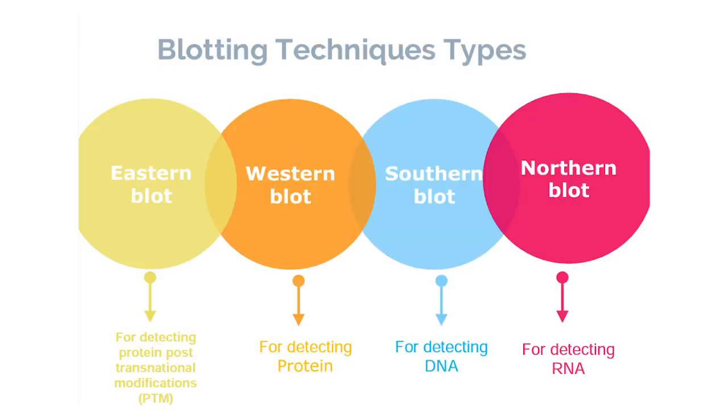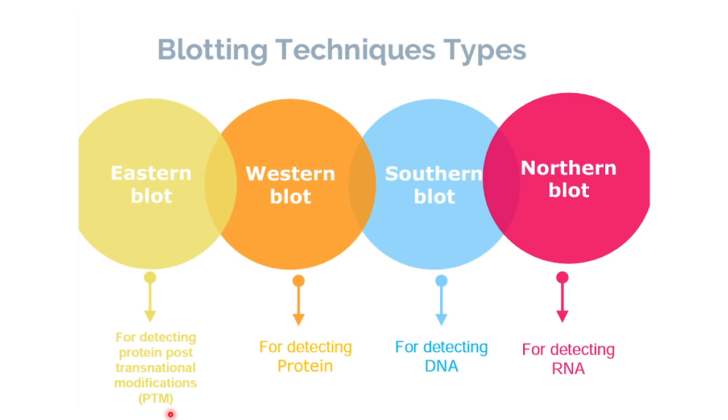So these are the different blotting techniques. Like we have a geographical compass, this also represents a biological compass, where the different directions represent the different types of blots. Starting from the northern blot, we use it for detecting RNA. Moving to the southern blot, it's used for detecting DNA. The western blot is for detecting proteins, and the eastern blot for detecting protein post-translational modifications, or PTMs. So these are the four different types of blotting techniques that are largely used.